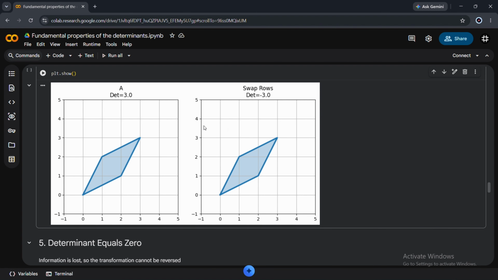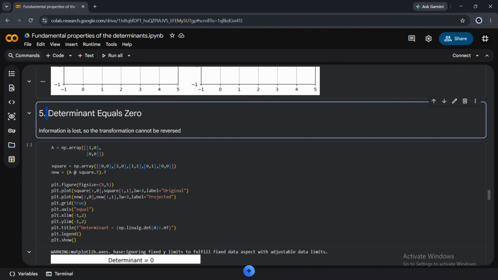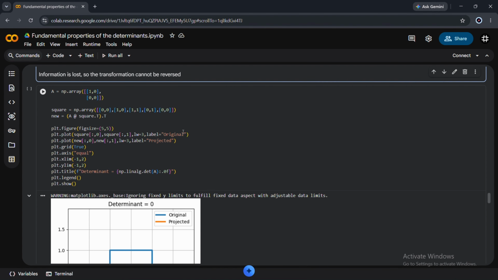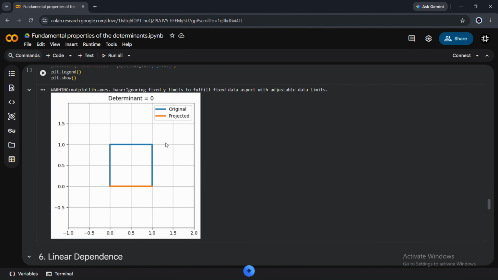Number 5, determinant equals 0. One of the most important properties is this. If the determinant is 0, the transformation collapses the space, and a square becomes a line or a cube becomes a plane. Information is lost, so the transformation cannot be reversed.